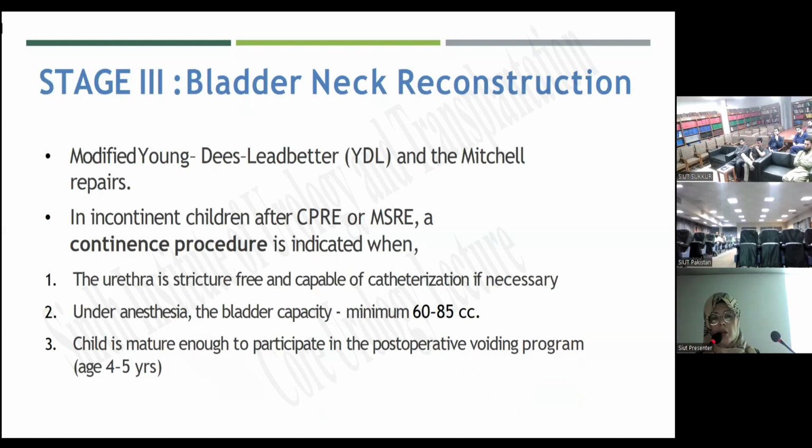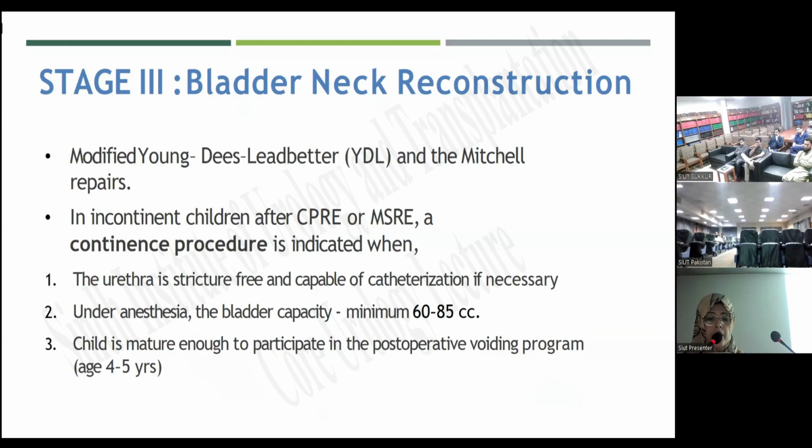The third part of the modern staged repair of the exstrophy is the bladder neck reconstruction, which can be performed by different approaches, one of which is the modified Young-Dees-Leadbetter and the Mitchell repairs. It is performed in incontinent children after the complete primary repair of the exstrophy, or the modern staged repair of the exstrophy. A continence procedure is indicated when the urethra is stricture-free and capable of catheterization.